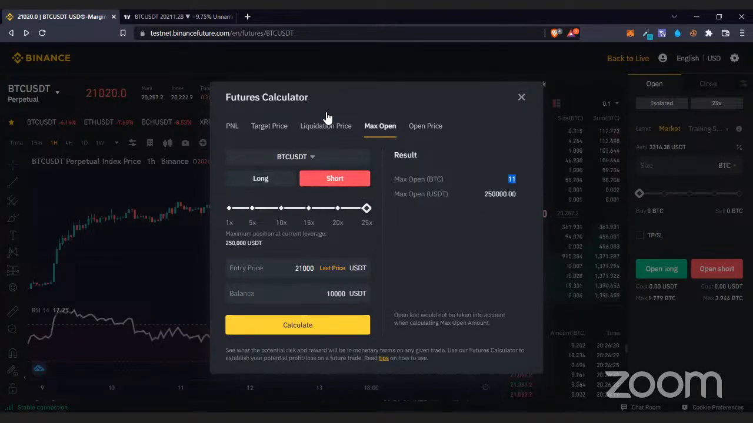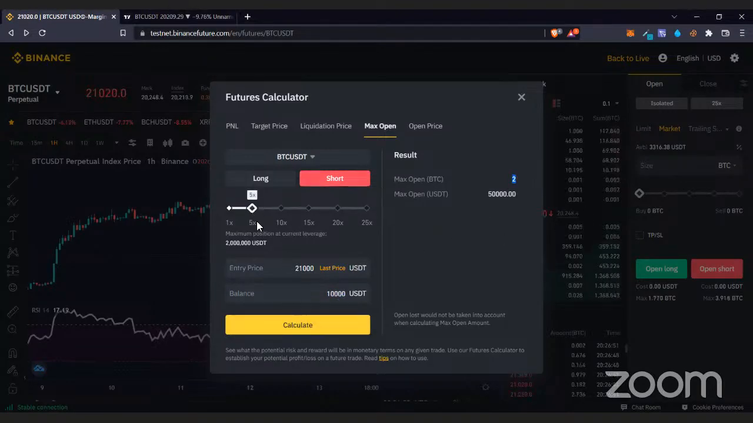So that is how you use this max open feature. With the balance you have here, it will tell you the maximum Bitcoin you can actually open. You cannot trade more than 11 if you're using 25x leverage. If you use 5x leverage with the same 10,000 balance in your account, you cannot trade more than 2 Bitcoin. So that is how you use this.